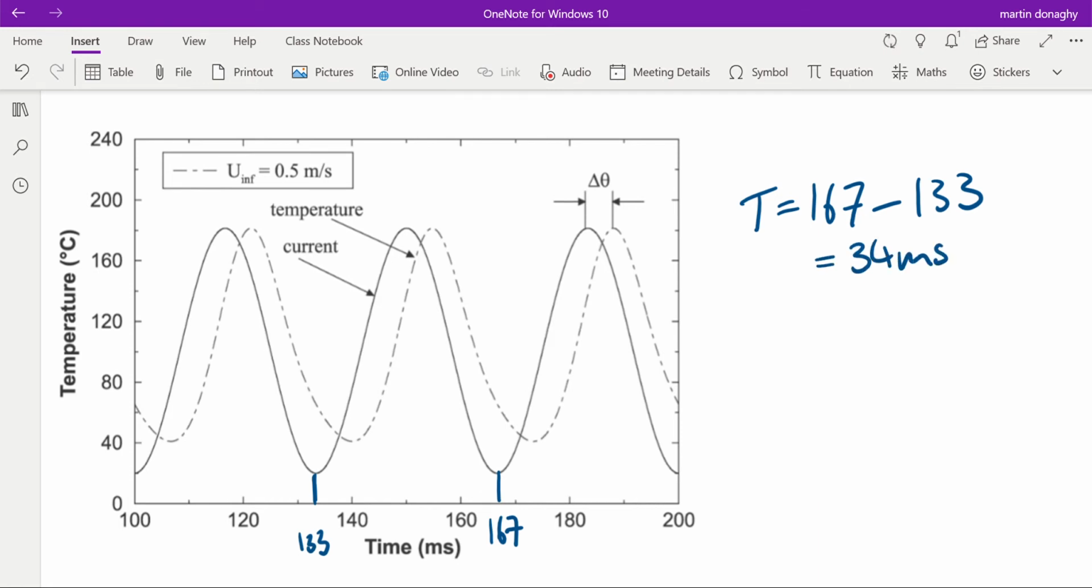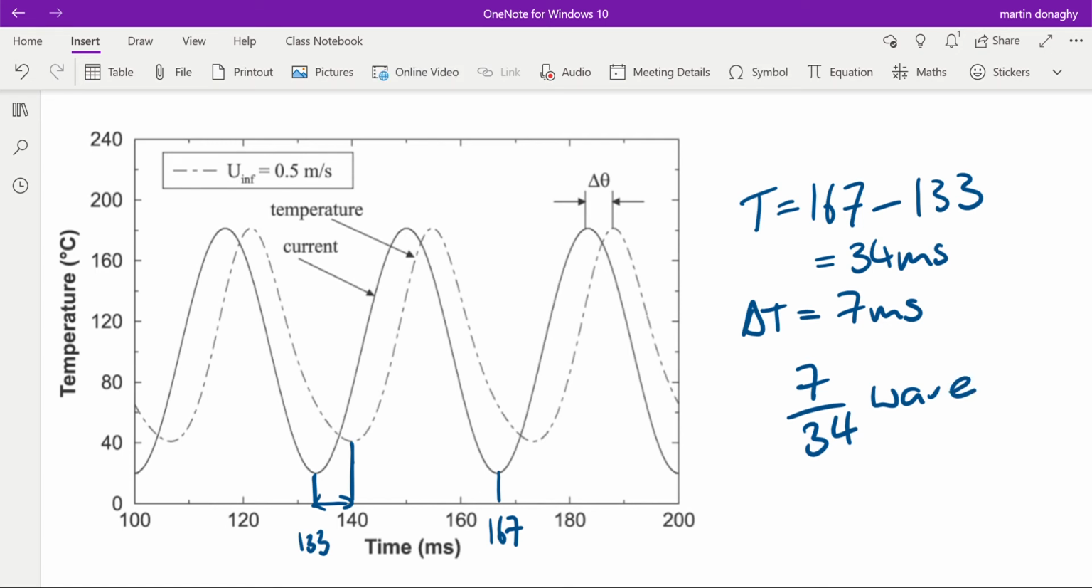Meanwhile, the difference between a peak to a peak, or I could go trough to trough. Let's go trough to trough. So between that trough and that trough is about 7 milliseconds. So the difference in time between them is 7 milliseconds. So therefore, I don't have to change them to seconds because I'm working on a ratio, really a fraction there. It wouldn't make a difference whether I did or not. But it gives us that it is 7/34 of a wave out of phase.